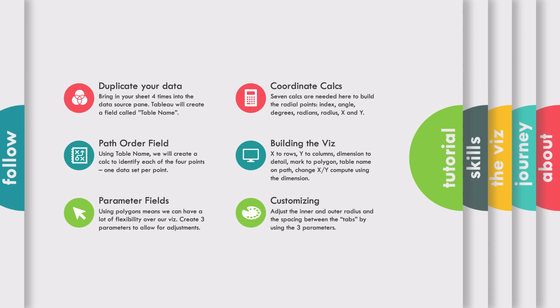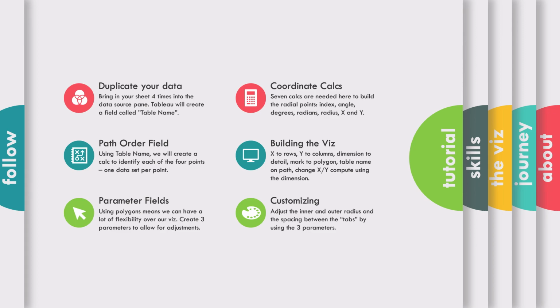We're going to talk about duplicating the data and how that brings in your sheet 4 times. And Tableau will create a field called table name, which we'll use. And then using that, we'll create a path order field, which will help us draw those 4 points. And the unique idea about this radial tab polygon is that we'll use 3 parameters to help us adjust the inner and the outer radius, and then the spacing between these segments.